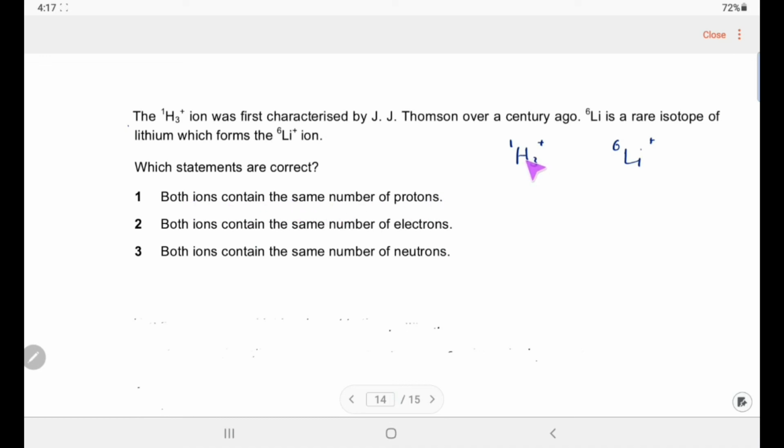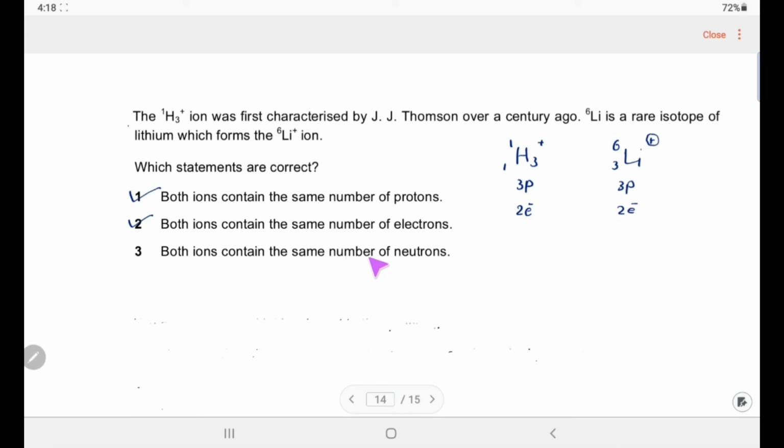Both ions contain the same number of protons. Over here, the atomic number of hydrogen is 1 and there are 3 hydrogens. So a total of 3 protons are here. While lithium has atomic number of 3, so 3 protons are here. Both ions have the same number of protons, so this is correct. Both ions contain the same number of electrons. Hydrogen has atomic number of 1 and it has 1 electron. There are 3 hydrogens, a total of 3 electrons minus 1 for the positive charge, so it has 2 electrons. Right over here, lithium atomic number is 3. It has 3 electrons, but it lost one, so there are two electrons. This statement 2 is correct.